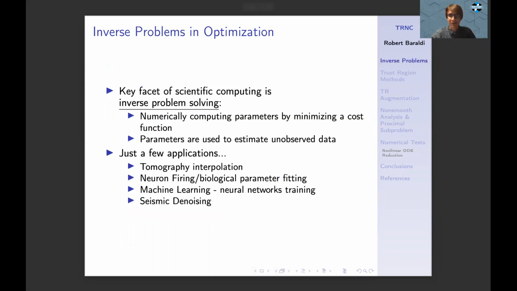So a key facet of scientific computing is what's called inverse problem solving, which I'm sure many of you are familiar with. It essentially involves numerically computing parameters by minimizing some cost function, and then these parameters are used to estimate unobserved data. It's a really broad area of scientific computing. A few applications that I've been involved in are seismic tomography and interpolation, some seismic denoising problems, some neuron firing or biological parameter fitting issues, ODE inverse problems, and then machine learning or neural network training is also technically a nonlinear inverse problem.